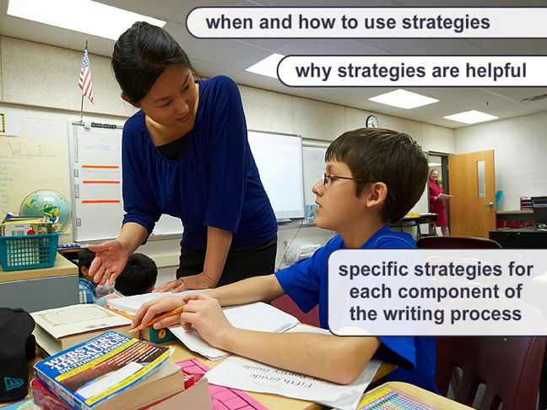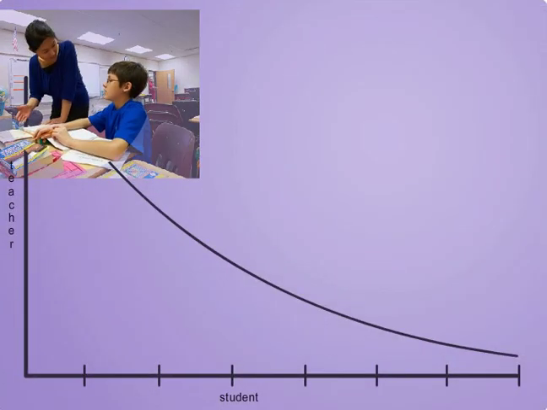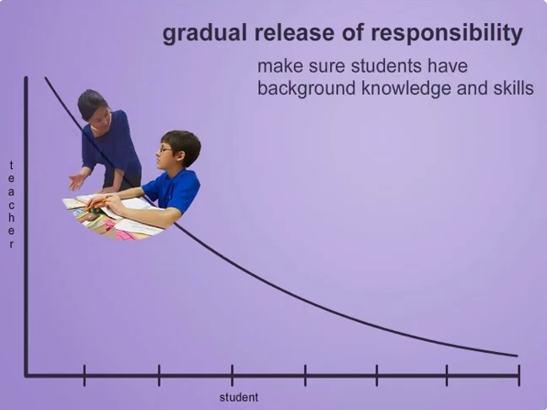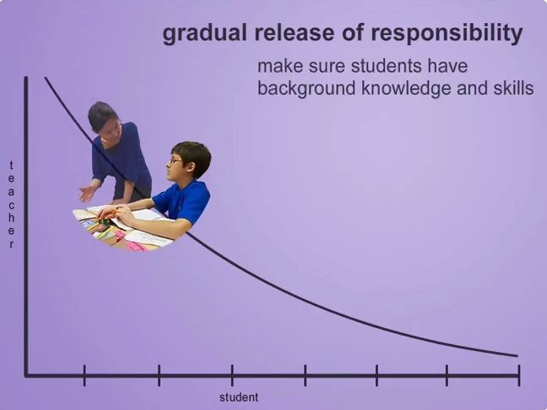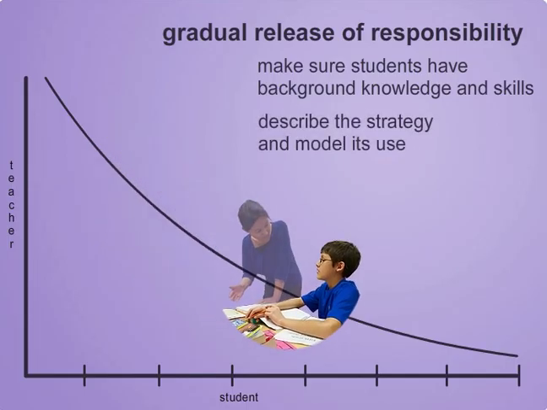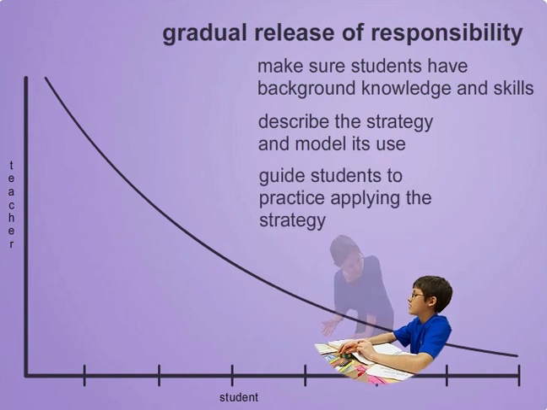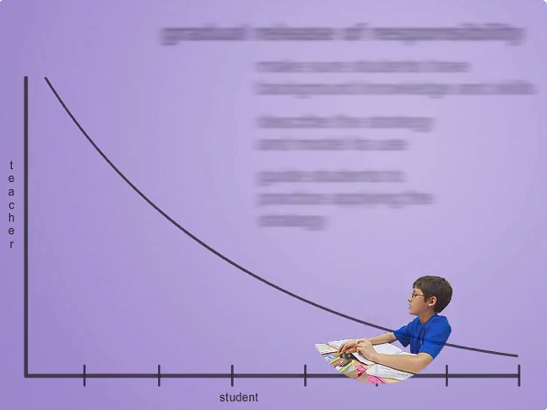Teachers should talk to students frequently about when and how to use the strategies throughout the writing process and why the strategies are helpful. Students can learn writing strategies through a gradual release of responsibility from teacher to student. Teachers need to first make sure that students have the background knowledge and skills needed to use a writing strategy. Then they can describe the strategy and model its use. Teachers should also describe why students might choose to use it. Last, teachers should guide students to practice applying the strategy as they write independently.